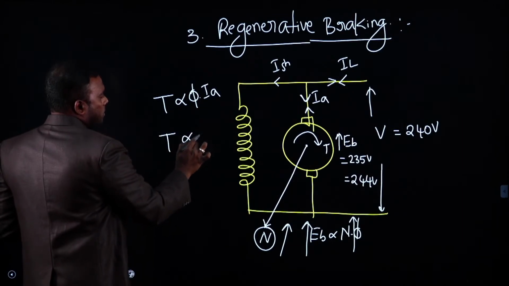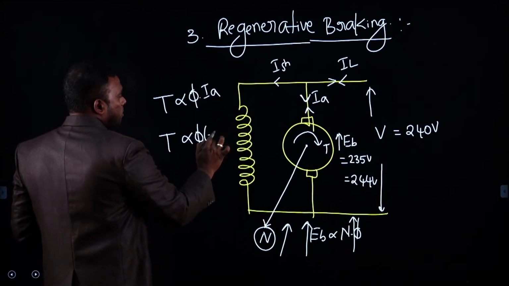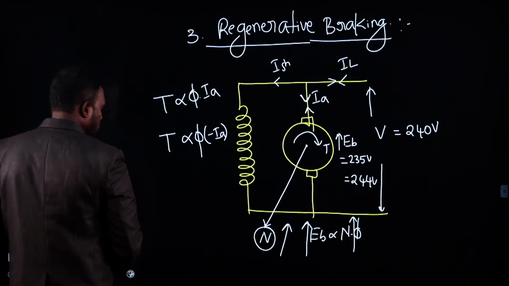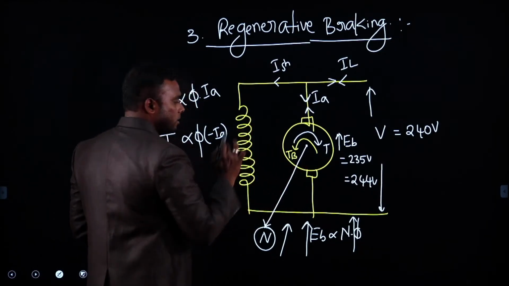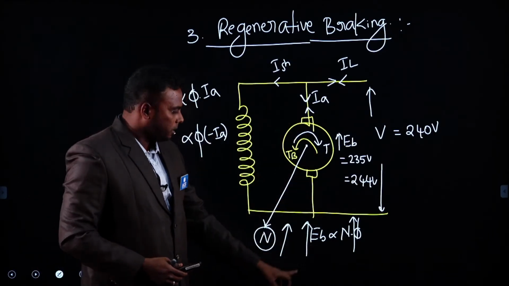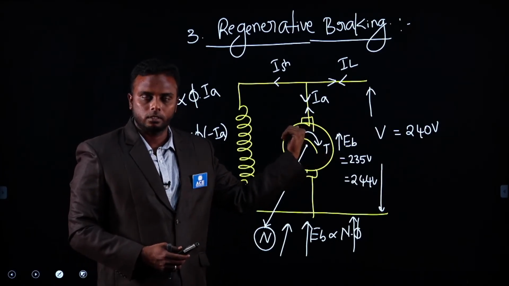Now the flux remains the same and the field direction has no change, but IA becomes reversed, minus IA. So during that, the internal torque is reversed. This is what we call braking torque. This is called braking. As speed is increased to some higher speed, immediately the braking torque comes into the picture.